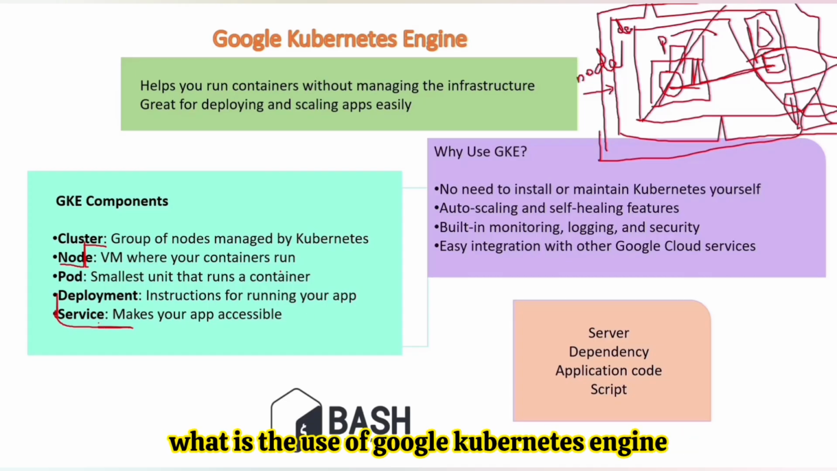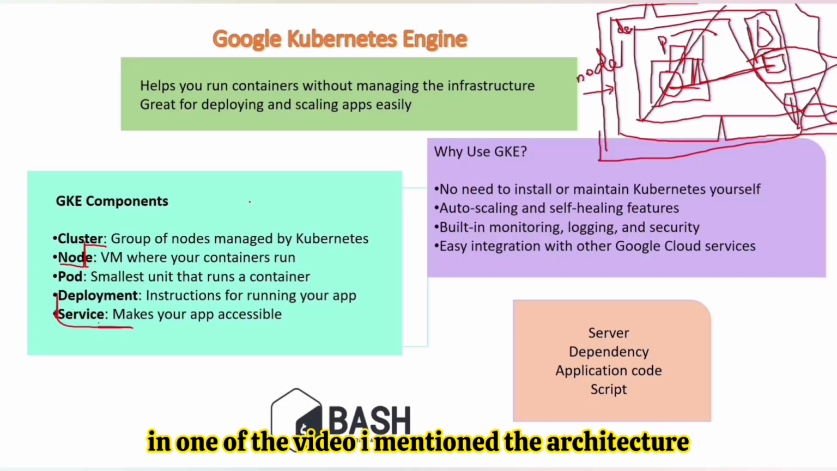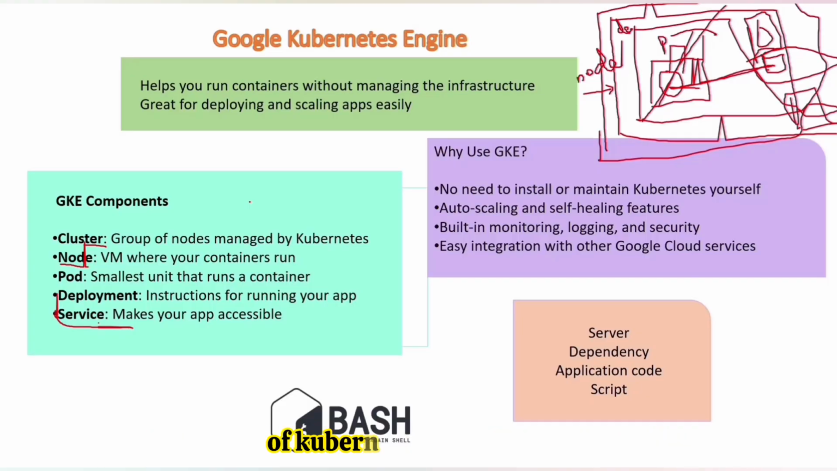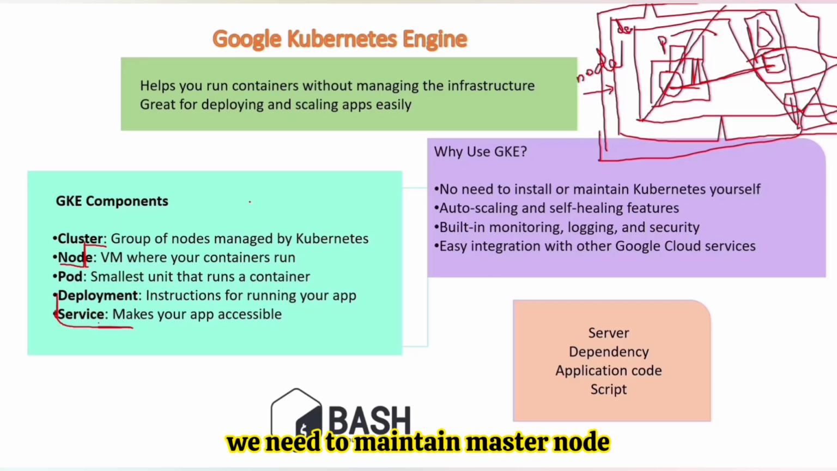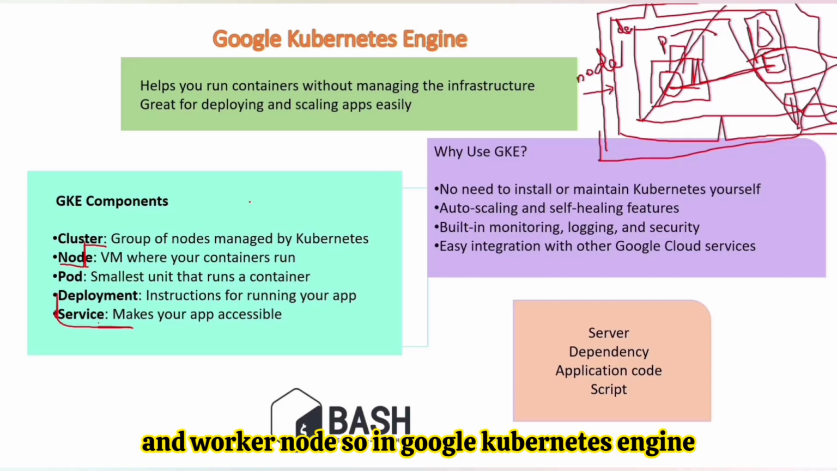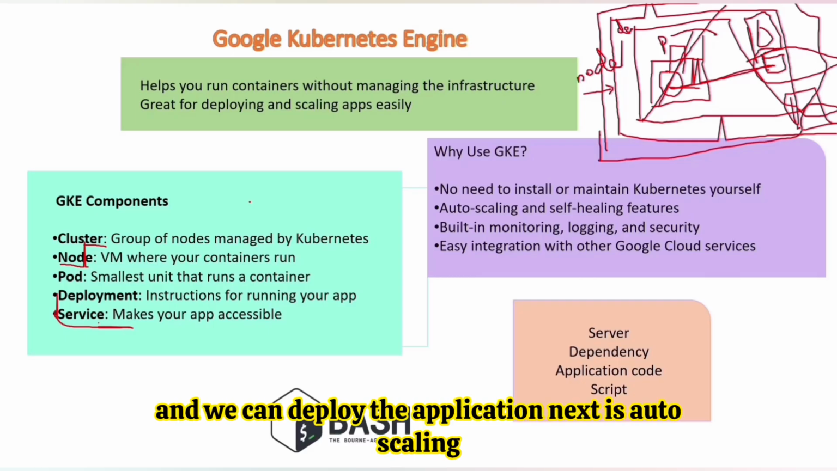Next is, what is the use of Google Kubernetes Engine? In one of the videos I mentioned the architecture of Kubernetes. When we install Kubernetes on our local machine, we need to maintain the master node and worker node. So in Google Kubernetes Engine, we don't have to worry about the master node. We just use the worker node and we can deploy the application.